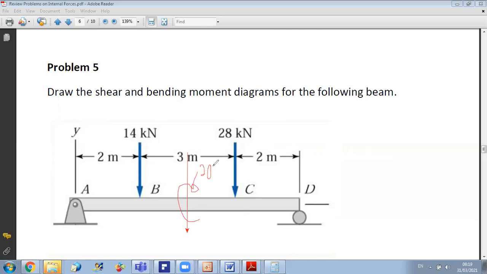So of course your reactions will be different. The reactions will be affected by the presence of the couple.